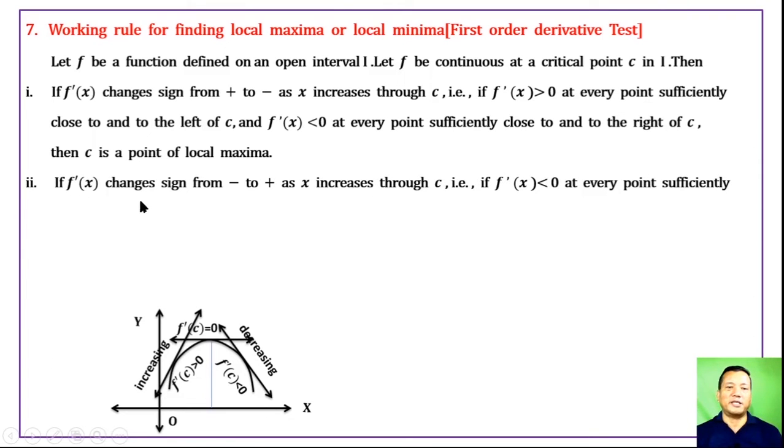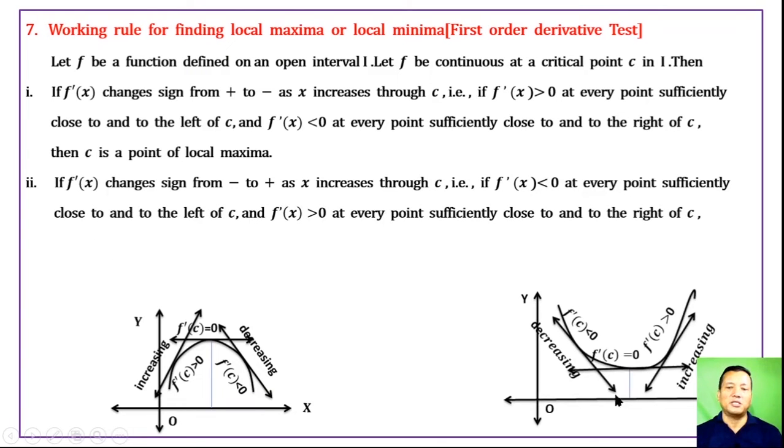Assume that f dash x changes sign from negative to positive as x increases through C. That is, if f dash x is less than 0 at every point sufficiently close to and to the left of C, and f dash x is greater than 0 at every point sufficiently close to and to the right of C, then C is a point of local minima, as in this picture.